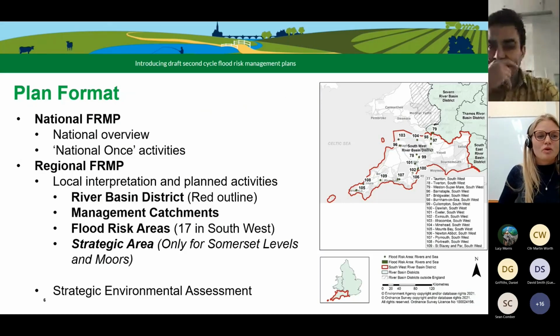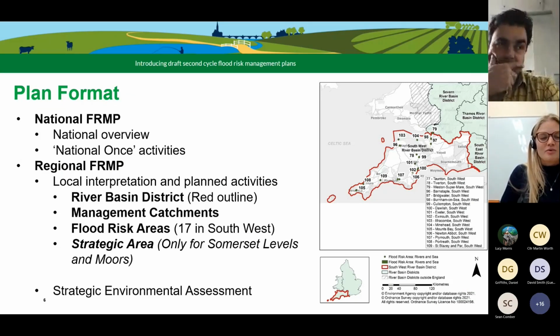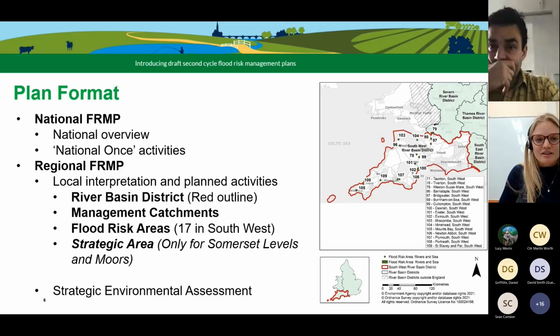So you might be wondering, what does the plan look like and what format is it in? As I mentioned, we've got flood risk management plans across the whole of England. So there's a lot of actions in there that will be nationally consistent across the whole of England. That will be routine work, like maintaining our flood warning service that the Environment Agency has. So measures like that, instead of them all being duplicated in local plans, we've got one national flood risk management plan document which sits at the top and has all of those types of measures in.